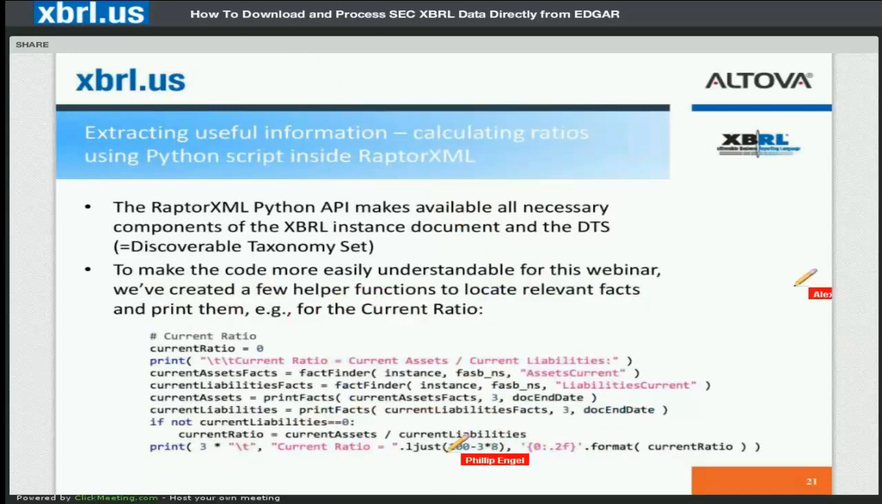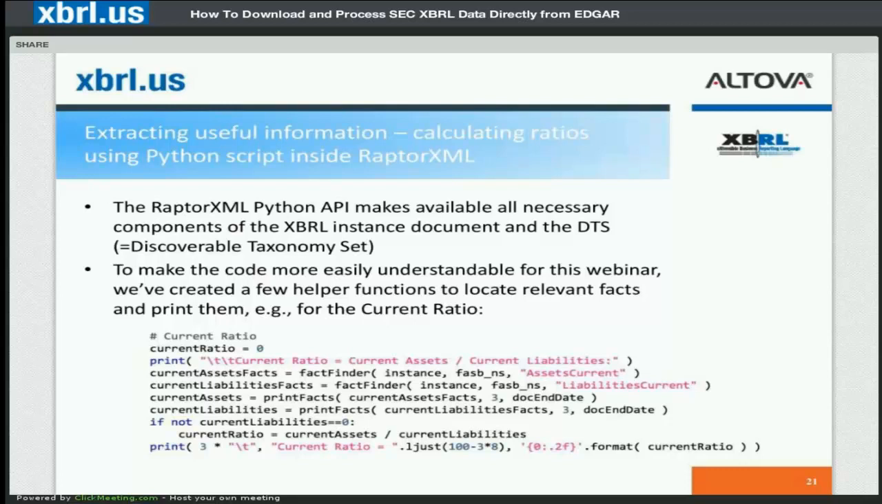And so that's exactly what we're going to do here. We are going to look at the current ratio as those interesting parameters. And in our Python script that's now going to be called after the validation is completed, we get the entire instance document, we get the entire DTS, the discoverable taxonomy set, we get all the linkbases available to us wrapped nicely in Python APIs.